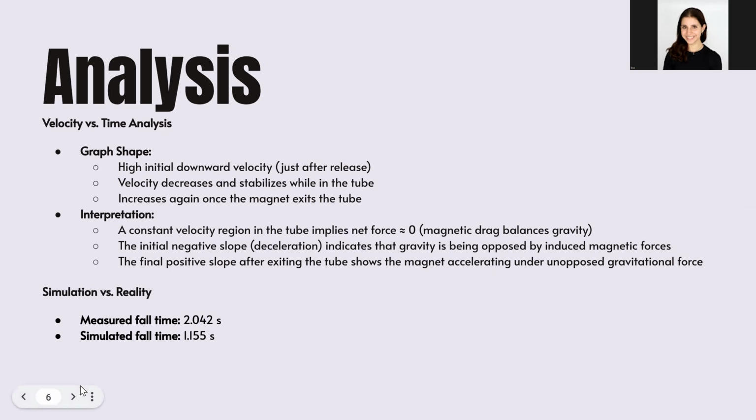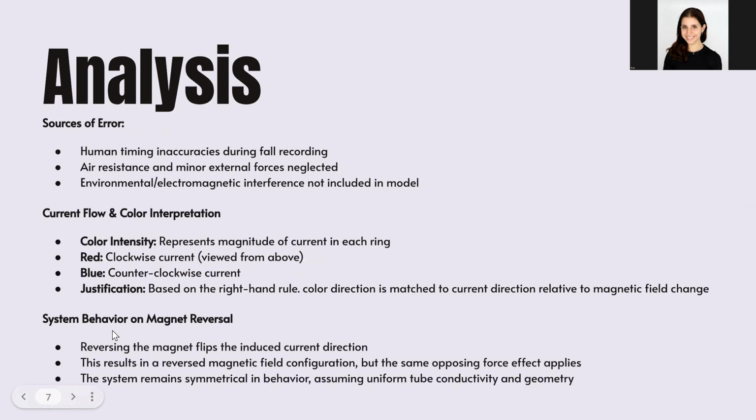So the measured fall time, as opposed to the computational model, was slightly higher than what I found from the model. There are some sources of error that could have happened, like human timing inaccuracies while recording the time, air resistance, minor external forces that weren't accounted for, and environmental or electromagnetic interference that isn't accounted for in the model. And if you run the code, you can see in the simulated magnet that the color intensity represents the magnitude of the current in each ring.